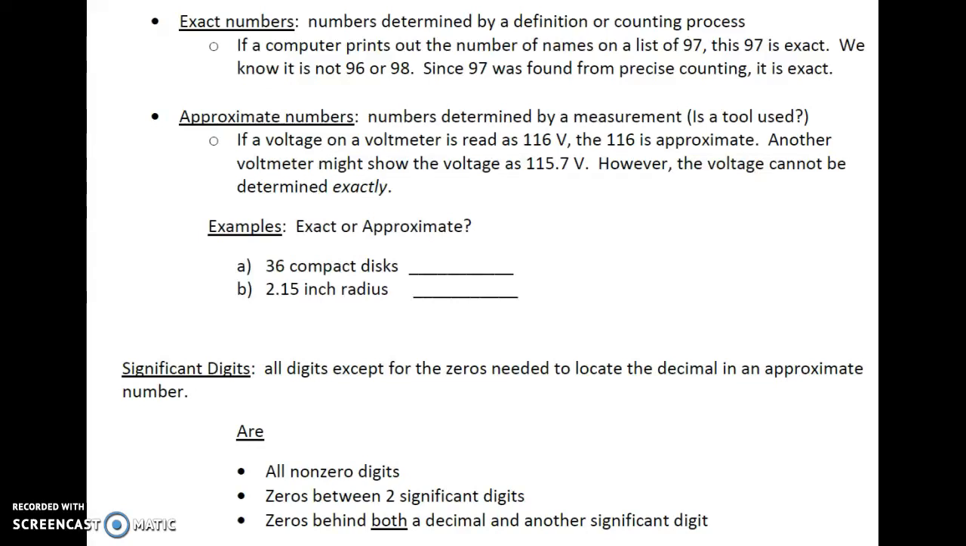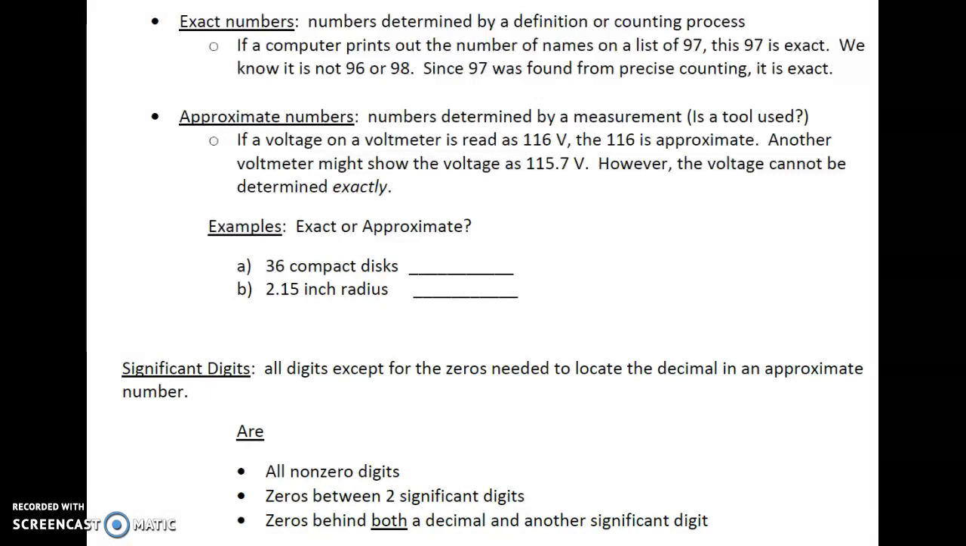Hi everyone, I wanted to make a short video just to review some of the things we discussed in class in case you had any lingering questions. So really quickly, we're going to review the differences between exact numbers and approximate numbers. We'll also talk briefly about significant digits and the differences between accuracy and precision.